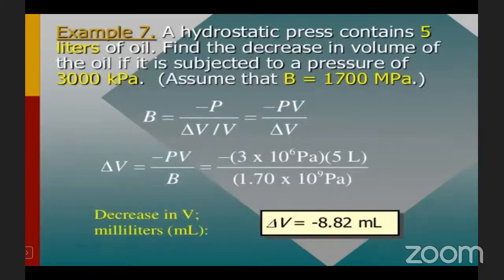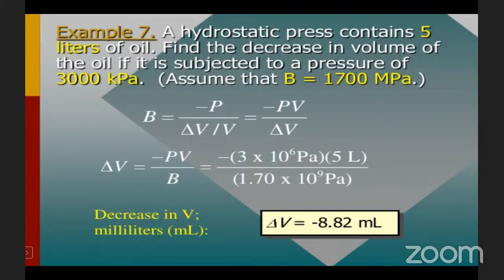So another problem is bulk modulus. A hydraulic press contains 5 liters of oil. Find the decrease in volume of the oil if it is subjected to a pressure of 3000 kilopascals. Assume the bulk modulus B equals 1700 MPa. Okay, B equals minus P by del V by V, that equals minus PV by del V.